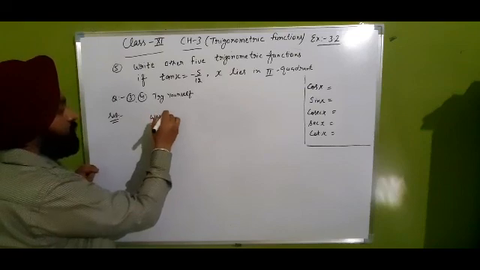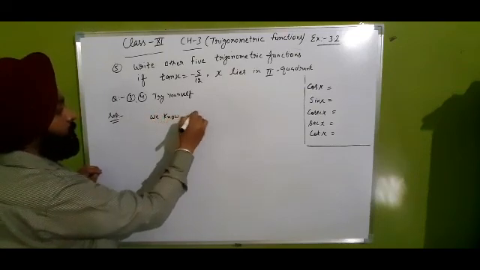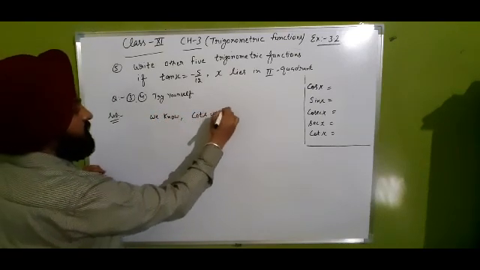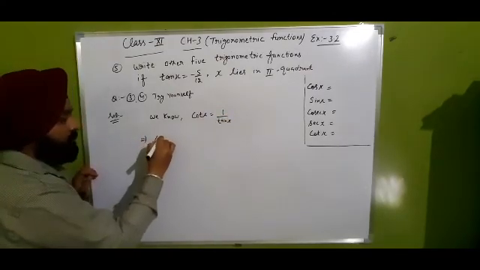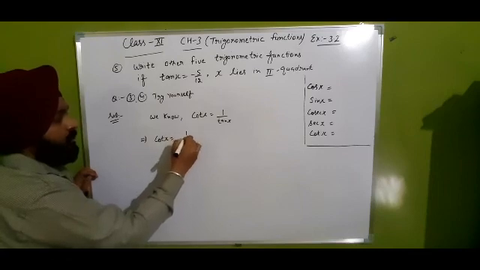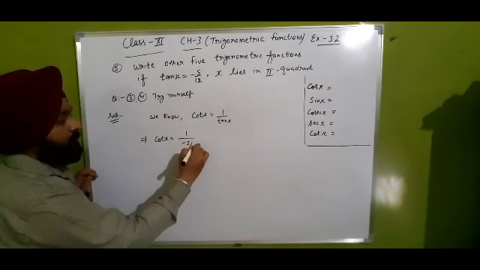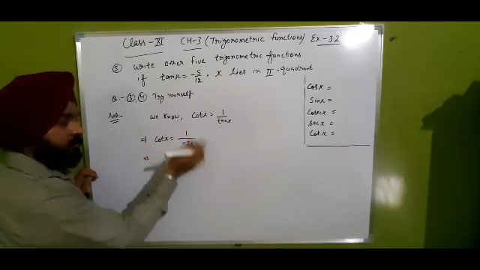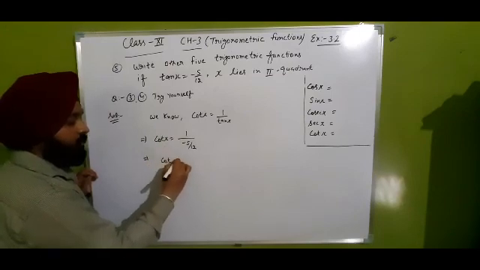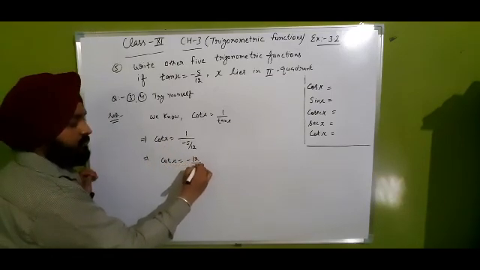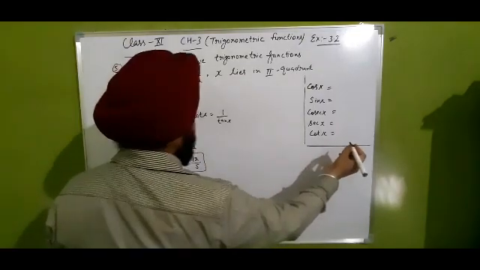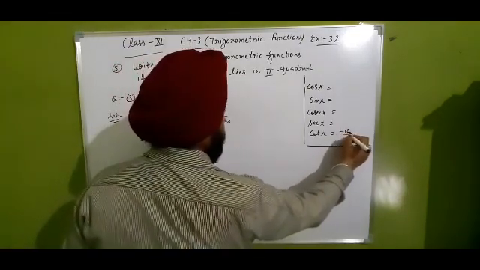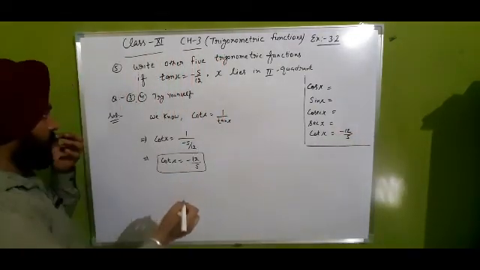Right here we know cot x is a reciprocal of tan x. So put the value of tan x which is given there, 1 upon minus 5 upon 12. So take the reciprocal of it. It will be cot x equal to minus 12 upon 5. So right here cot x is minus 12 upon 5.